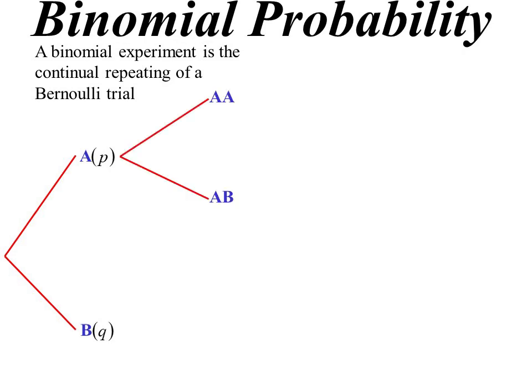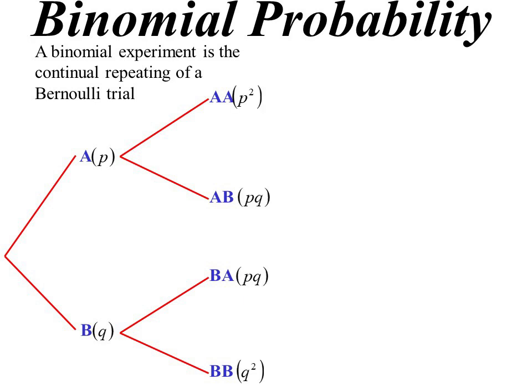That brings us to this idea of binomial probability. A binomial experiment is where we continually repeat the Bernoulli trial over and over again. We do it the first time. There are only two outcomes because it's a Bernoulli, so it's either A or B. The probability of A happening is P. I'll call the other one Q rather than writing 1 minus P all the time. We repeat the experiment. Now we might have got AA or AB, but we also might have got BA or BB. And the probabilities of those would be P squared, PQ, PQ, and Q squared.